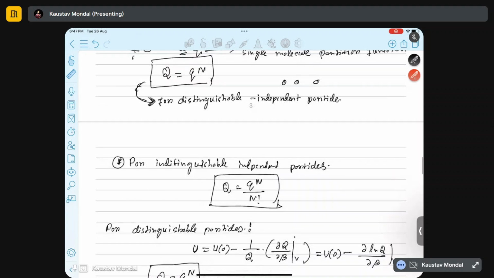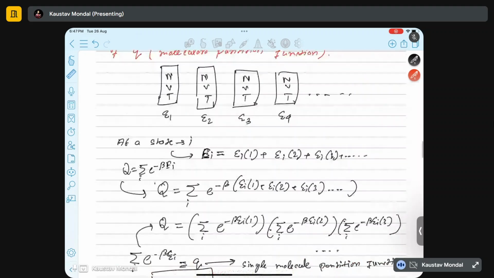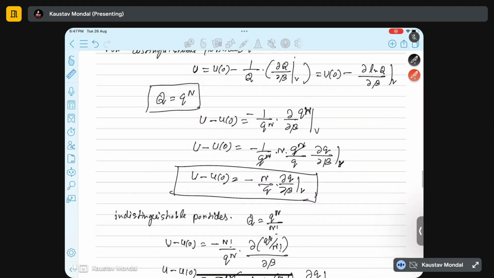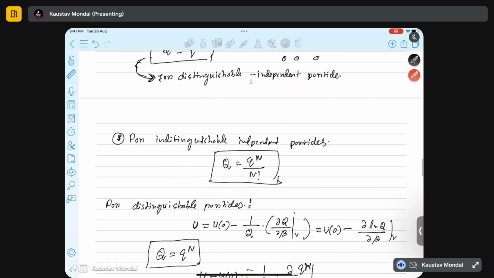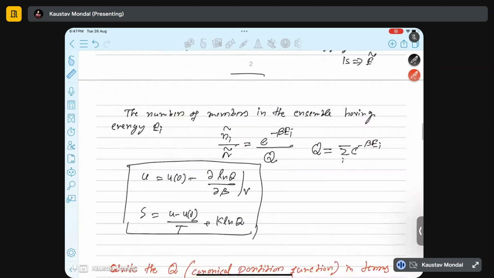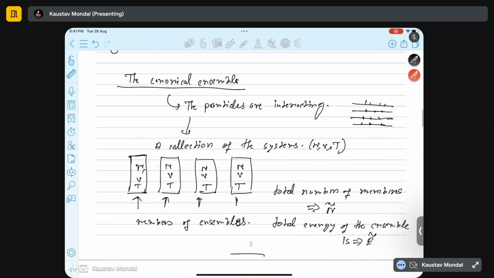So using this equation, you can easily calculate the entropy of any kind of systems. Okay. So let me just revise what we have done till now.